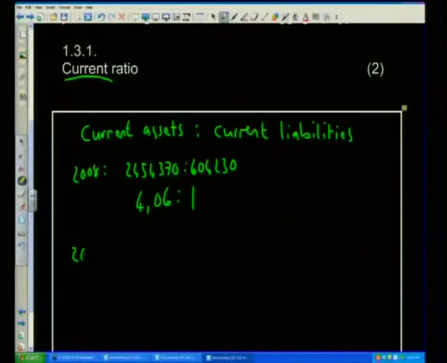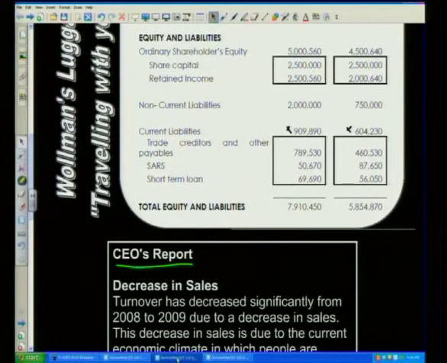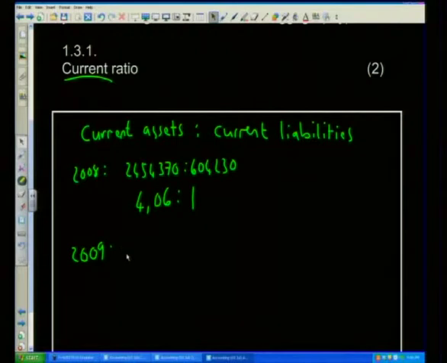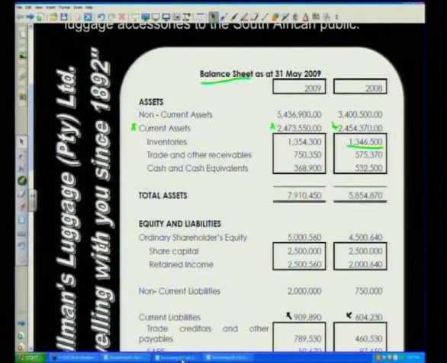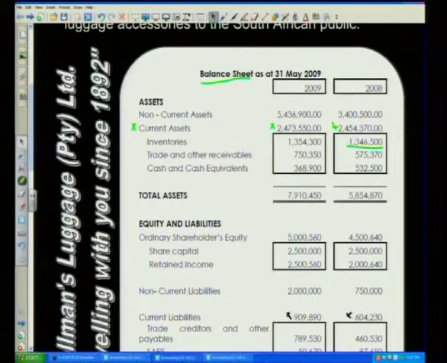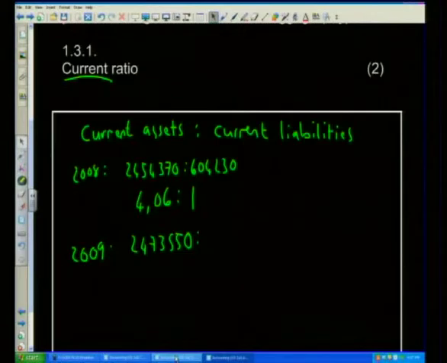Let's have a quick look at the 2009 ratio. So once again, we're going to need the numbers. We've got at the top there 2473550. Let's try and keep that in the short-term memory. I just want to check that number. It's 2473 550. And we'll do that as a ratio to the current liabilities, which we can see here at the bottom are 909890. Let's stick that in.